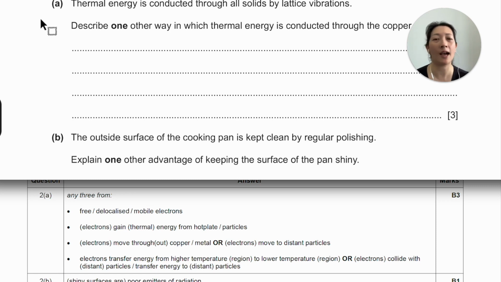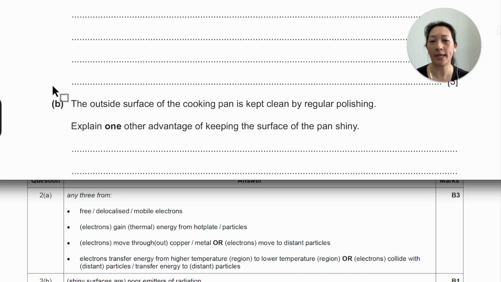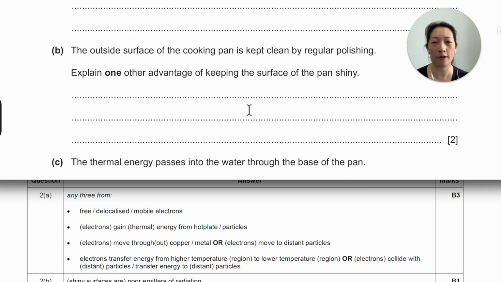Let's consider the other methods of thermal energy transfer. There are 2 more, right? Convection and radiation. So if you look at B, this has nothing to do with convection because thermal convection involves only fluids. That means liquids and gases. This is about the cooking pan, so not about convection.